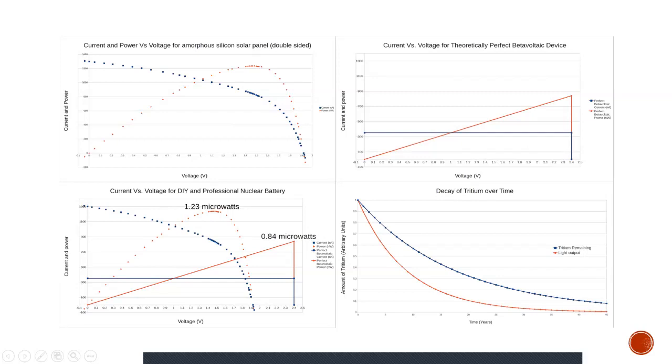So yeah, now this is for the decay of the tritium. So we are using tritium. This is the decay of the tritium over time and over years. It's set for around 50 years, and the graph goes for 45 years. It shows the amount of tritium remaining and the light output it will deliver.